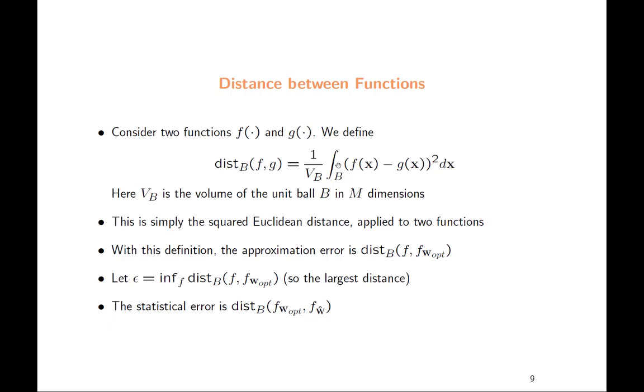And we can also use this distance measure to look at the statistical error. It's the distance on the ball between the optimal f and the current estimate, the function with the current parameter estimate. So this is the distance between functions we're interested in.